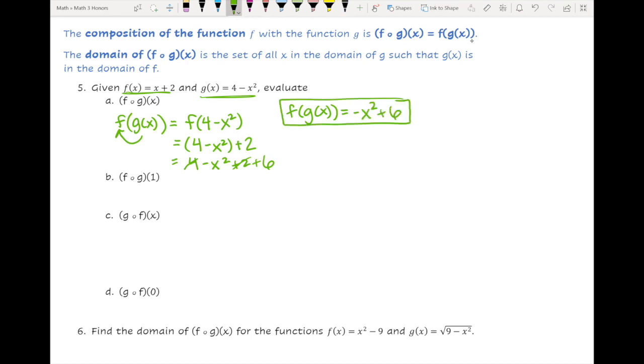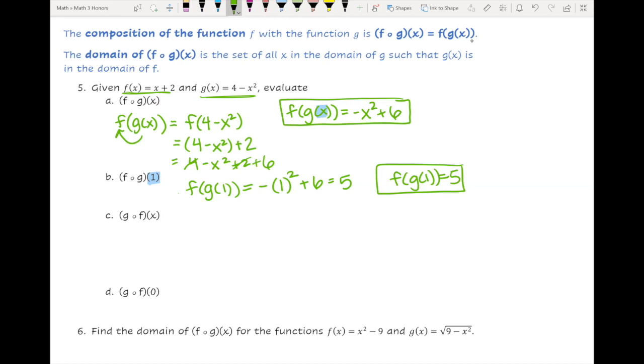Then in part B, they want us to do f of g of 1, like they want our x to be a 1. Just to clarify, these two things are saying the same thing. They both say f of g of 1. I'm replacing x with a 1. So negative 1 squared plus 6. So this will be a negative 1 plus 6, which is 5. All right, so my f of g of 1 equals 5.